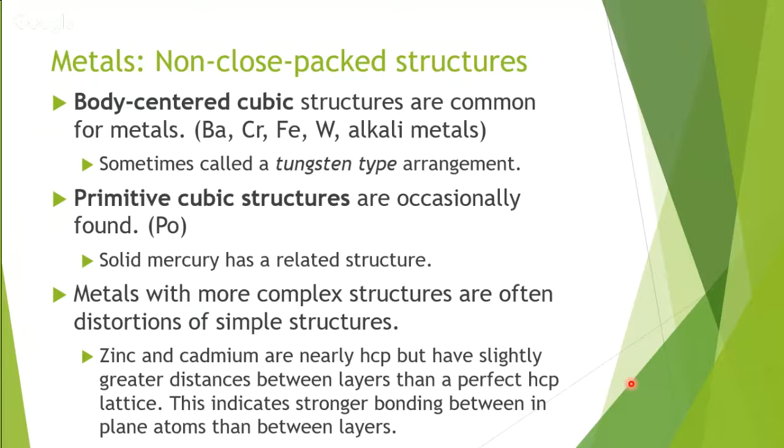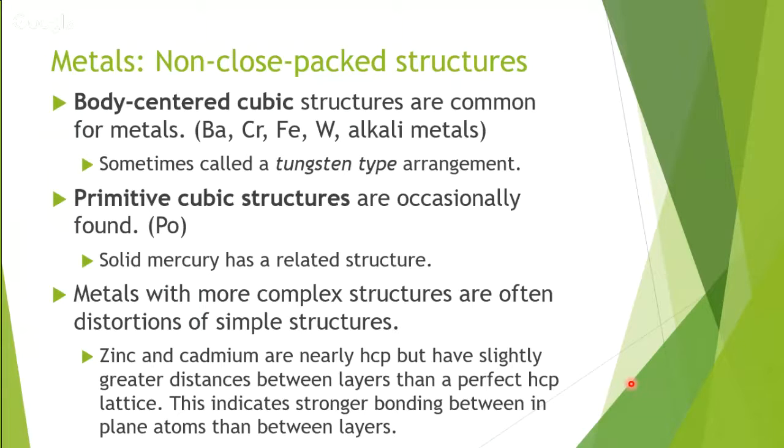Let's look at a couple of the non-close packed structures. What we've been talking about up until this point are pretty much close packed structures. Body-centered cubic we looked at a little bit before. Those are common for metals, especially tungsten and the others that are shown here. And it's so common for tungsten that it's actually called the tungsten type arrangement sometimes. Remember that body-centered cubic means there's an atom at each point plus an atom in the center.